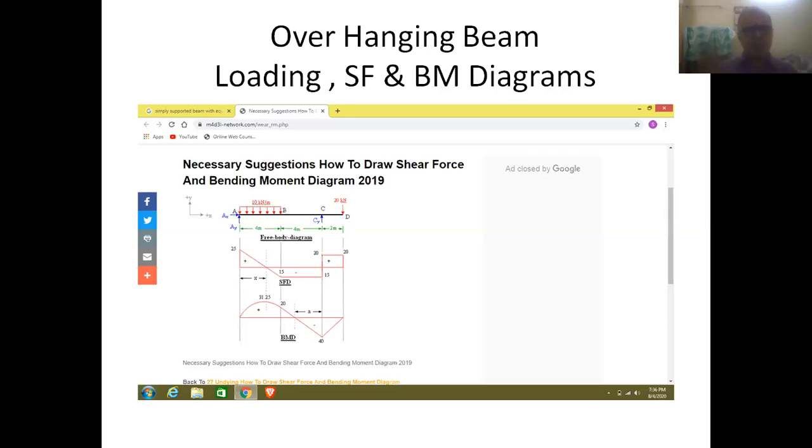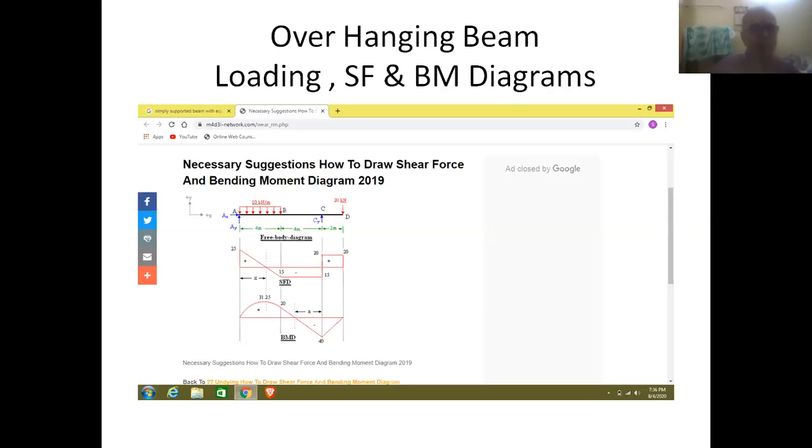And finally, friends, a point load of 20 kilonewtons is acting at the right end of the beam, and a uniformly distributed load is acting at the left end of the beam for a distance of 4 meters. So using this information, now we have to prepare equations for different portions. The beam is already divided into different portions, AB, BC, and CD.